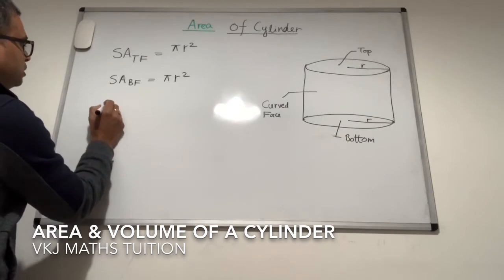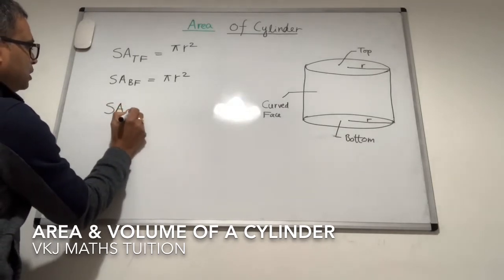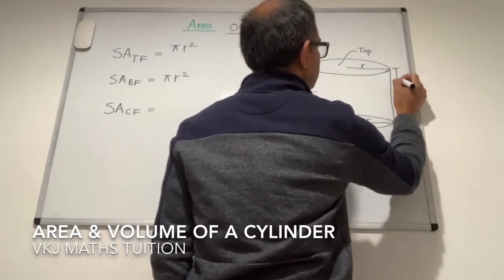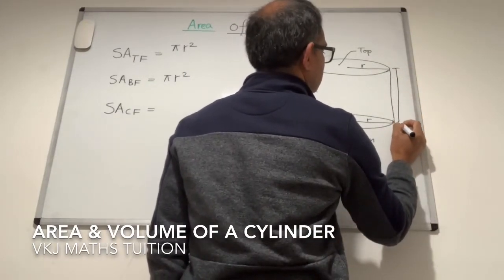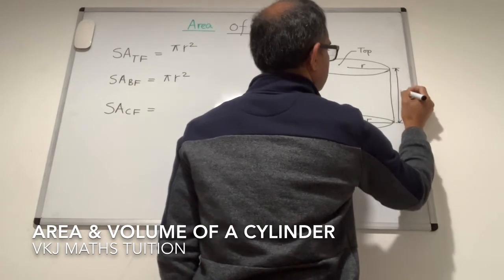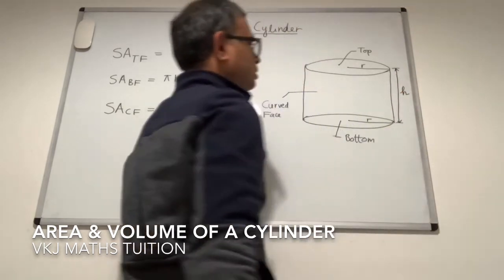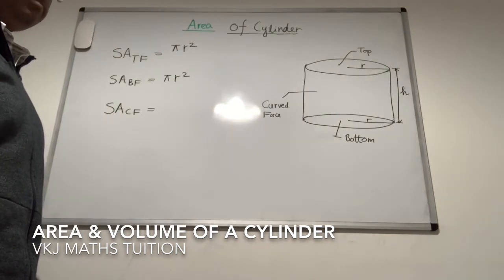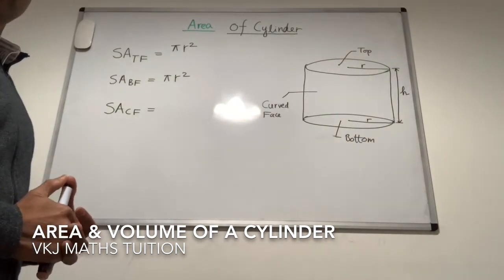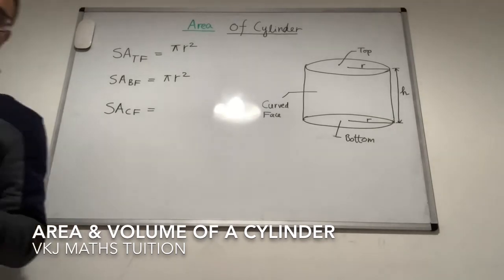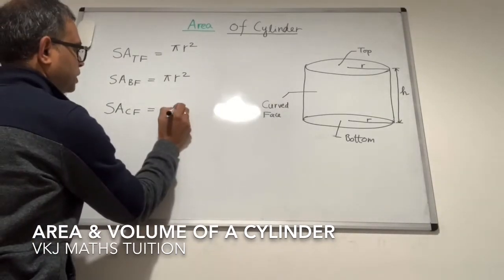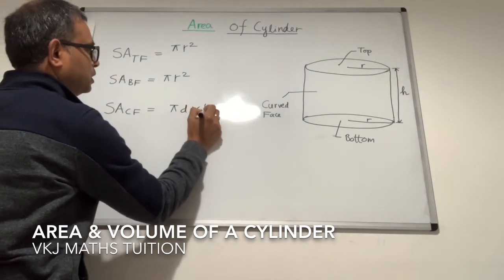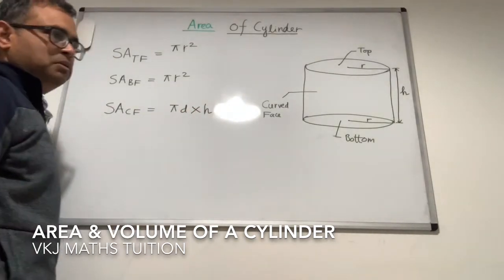Now we have to find the surface area of the curved face. There is one more parameter I should mention: the height of the cylinder. Won't you find the circumference and then multiply by the height? Yes, pi times diameter times height. You're perfectly right, it is pi d into h. But how did you get it?